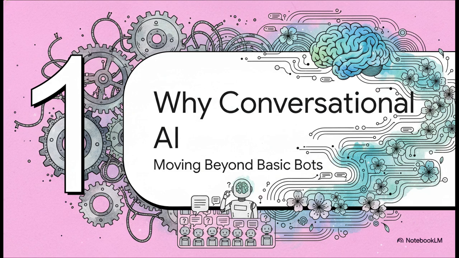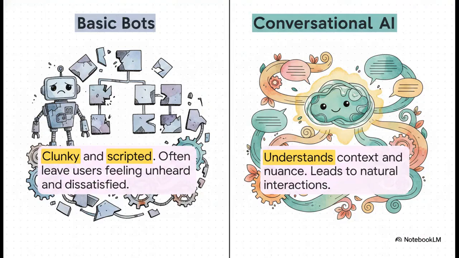To really get this, we first have to talk about the problem we're all trying to solve, right? And that's the massive limitations of those old-school scripted chatbots we've all had to suffer through. And this slide just nails it. On one side, you've got the basic bots. They're like a frustrating phone menu. Press 1 for this, press 2 for that. They have zero memory, zero context, and if you ask something slightly unexpected, the whole thing just breaks.